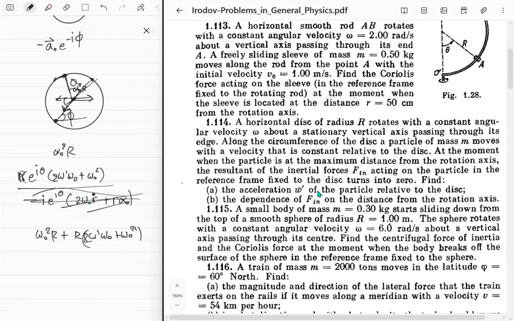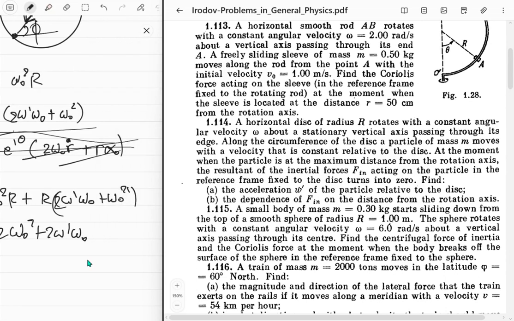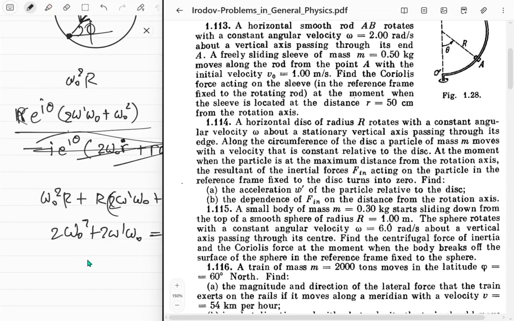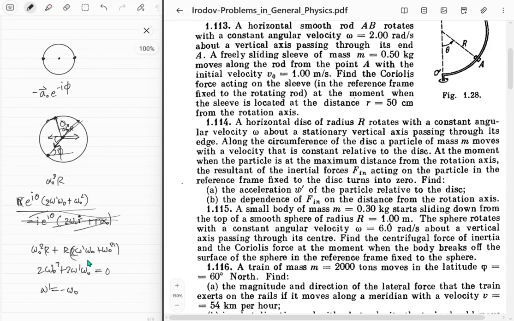Now they're saying at that moment F inertial is 0, right? And that just means this quantity is 0. So that means 2ω₀² plus 2ω'ω₀ is equal to 0. R got cancelled anyway. And from here you can just say ω' is just negative ω₀. This is the important thing from this condition.